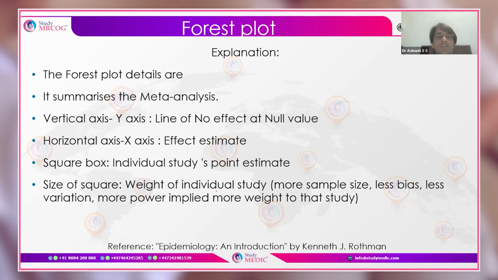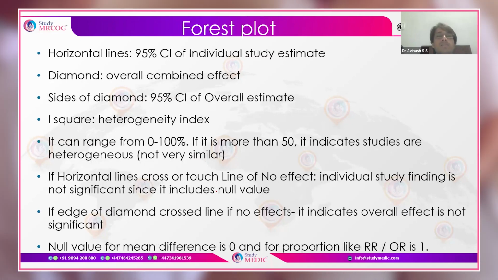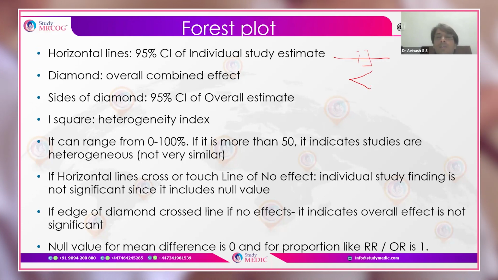Each individual square box represents the point estimate of an individual study. The size of the square is the weight of the individual study. If there is a larger sample size, less bias, less variation, and more power, then more weightage is given to that particular study considered for meta-analysis. Horizontal lines give the 95% confidence interval of the individual study estimate, and the diamond gives the overall study effect. The sides of the diamond give the 95% confidence interval of the overall estimate.